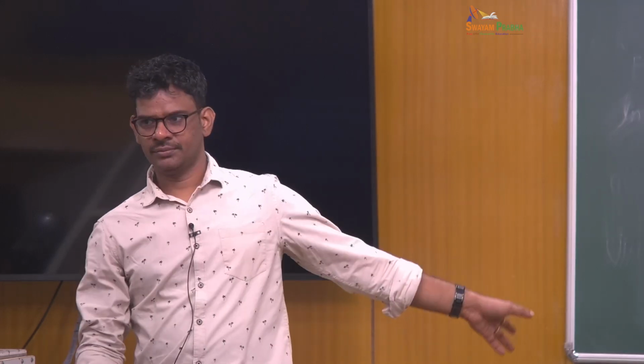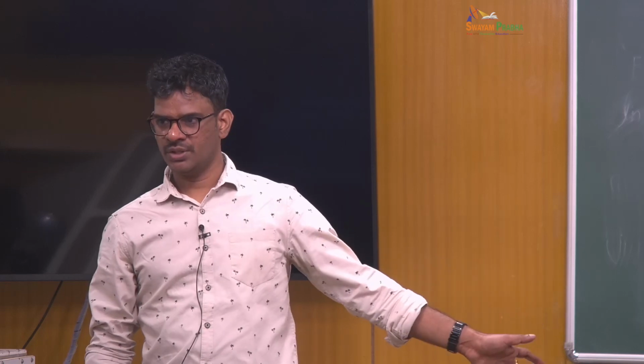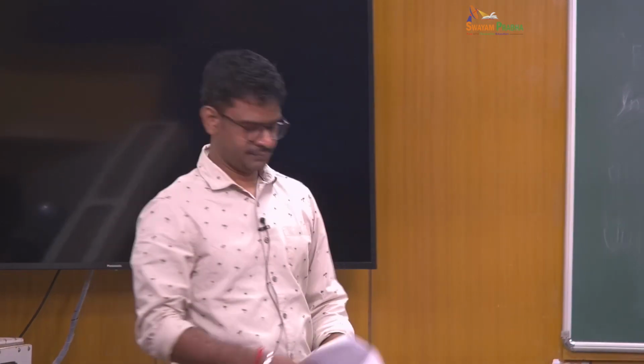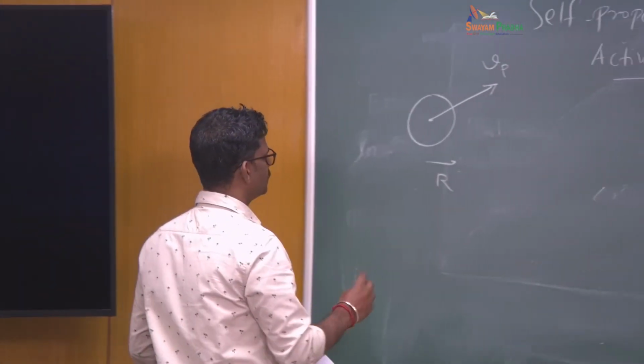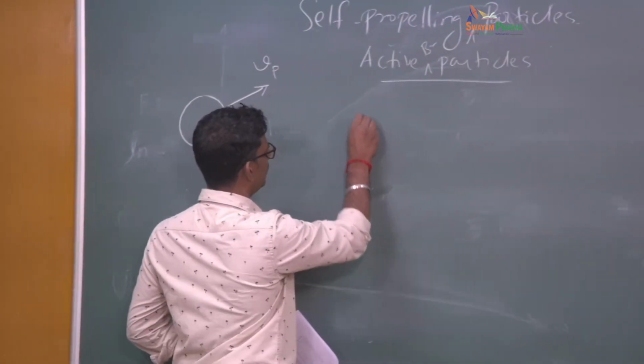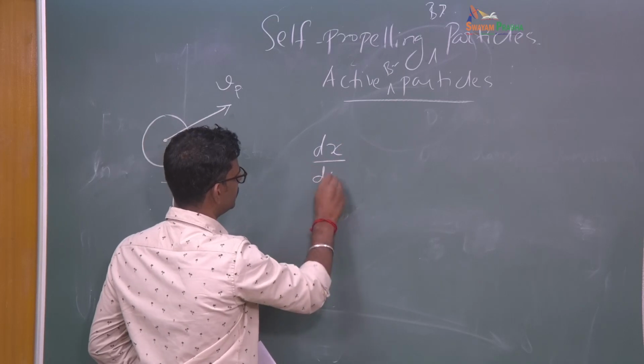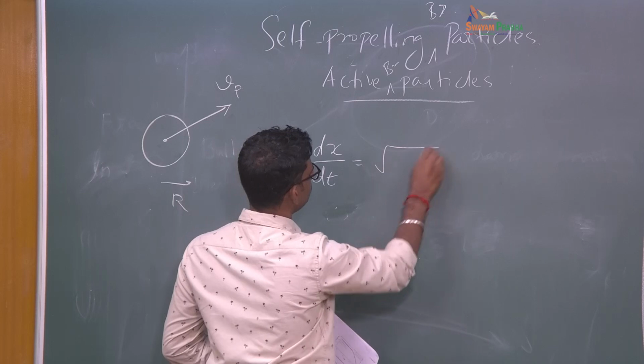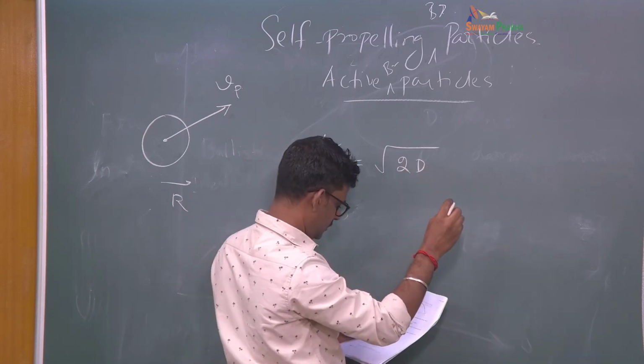That's what we are going to do. I am going to write a separate Langevin equation for the orientation and for the translation, right? That's exactly what I am going to do. So for example, I can write the equation for x as per that, and the noise is 2D.